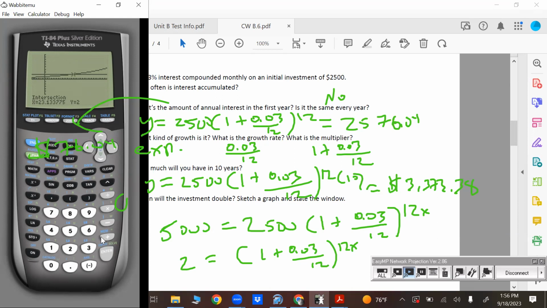The only reason you care about moving around is what if it intersects more than once? Then you want to make sure the cursor is close to the point of intersection and then hit enter 3 times. But because there's only one point of intersection, just hit enter 3 times right away. It'll get you the answer. That's the reason why. So the answer is 23.13.